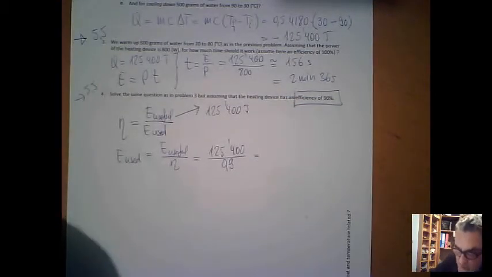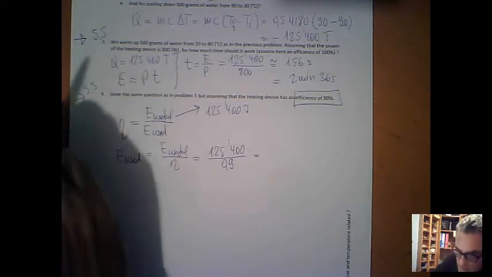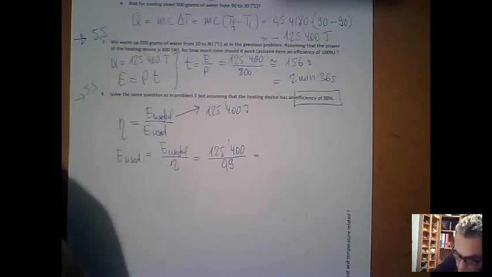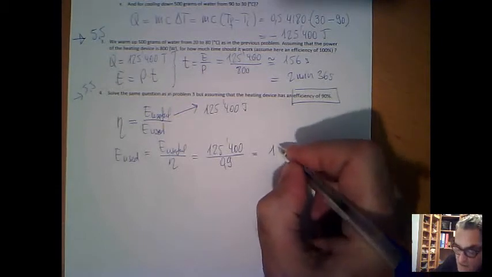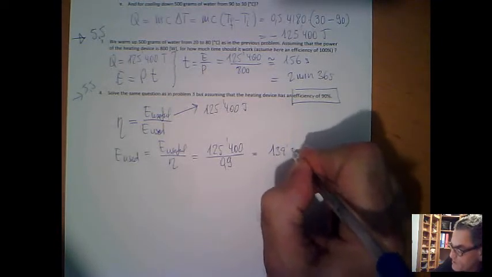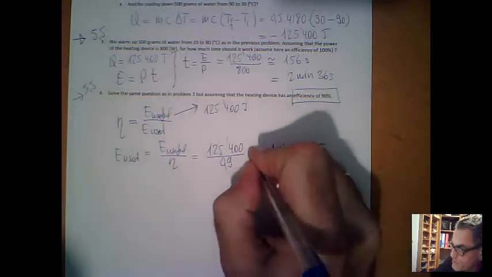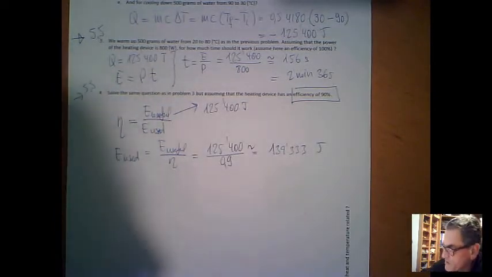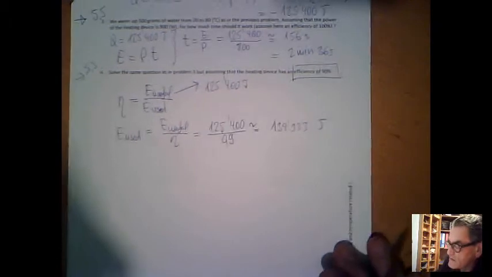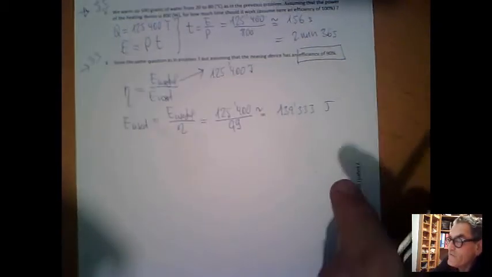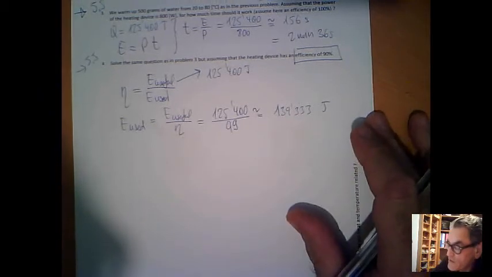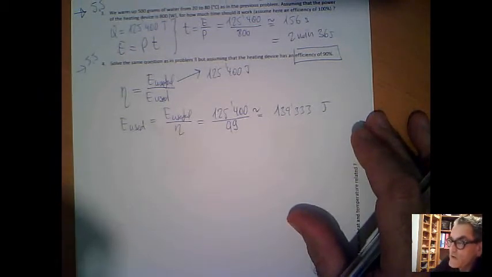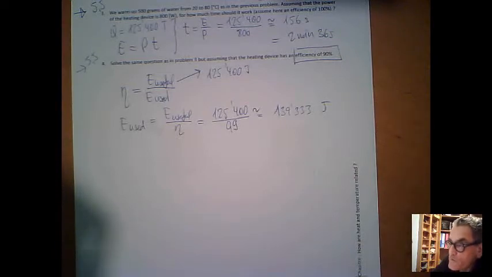Okay, so let's divide this 125,400 by 0.9. And this gives us 139,333 repeating, joules, okay? This is the energy we need if the heating system has an efficiency of 90% and not 100%, okay? And now how do we compute the time?